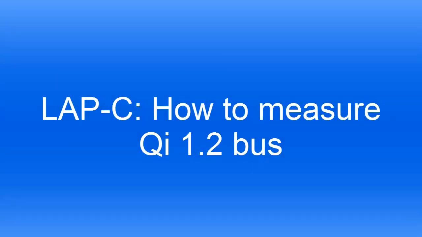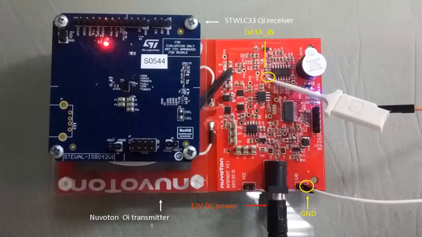How to measure Qi 1.2 bus. Connect the A0 channel and GND to data in and GND of the Nuvoton Qi transmitter respectively.